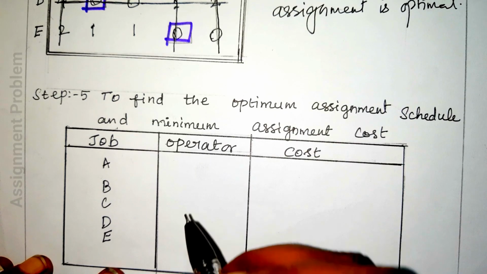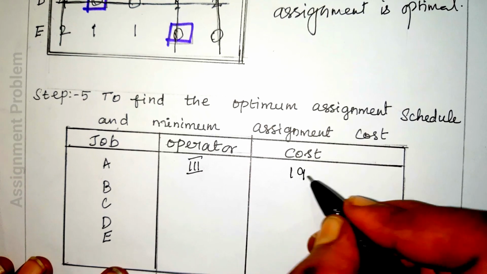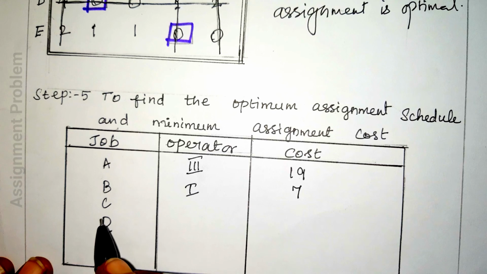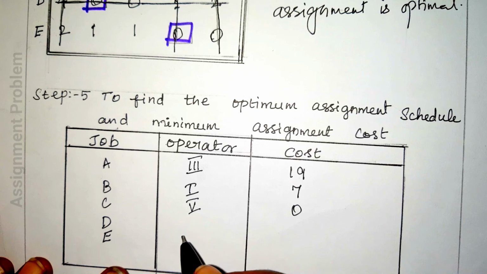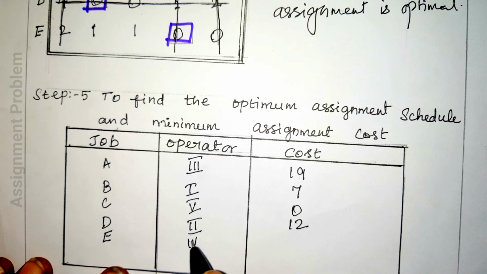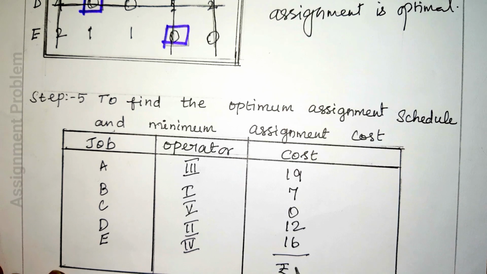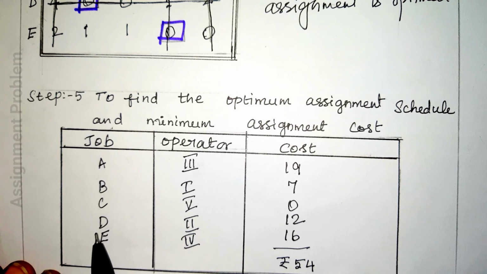Job A, operator is 3. The cost is 19. Job B, the operator is 1. The cost is 7. Job C, the operator is 5. The cost is 0. Job D, operator is 2. The cost is 12. Job E, operator is 4. The cost is 16. If you add, you will get 54. This is the suitable operator for this particular job. If we assign in this manner, we will get the minimum assignment cost.